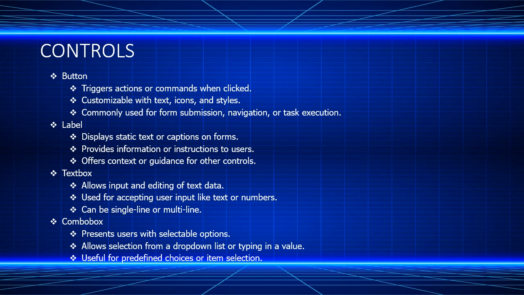Combo box. Combo boxes, often referred to as drop-down lists, present users with a roster of selectable options. Users can opt for an item from the drop-down list or input a value if permitted. Combo boxes prove advantageous for offering users a predetermined selection or permitting them to choose from a list of items.